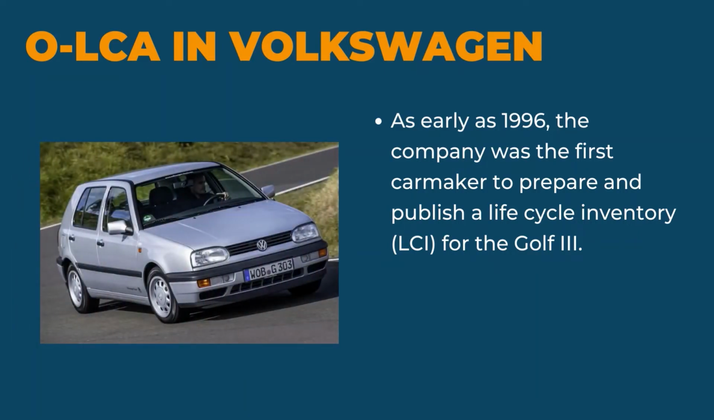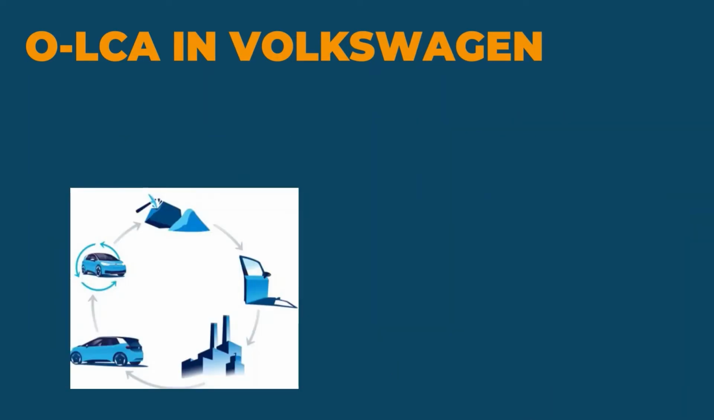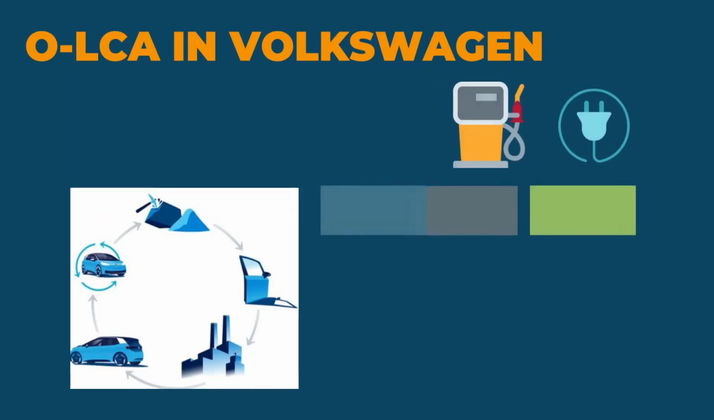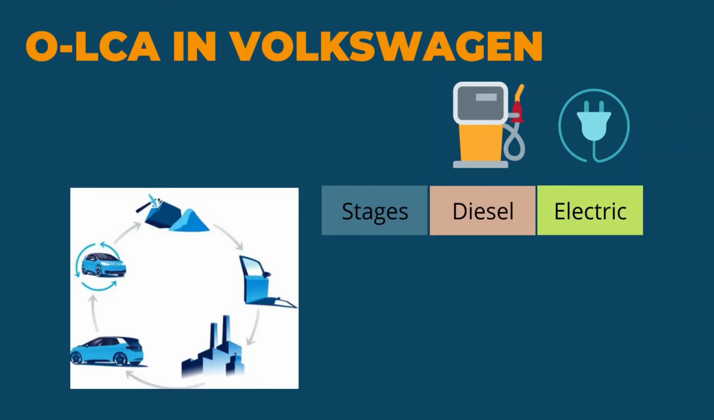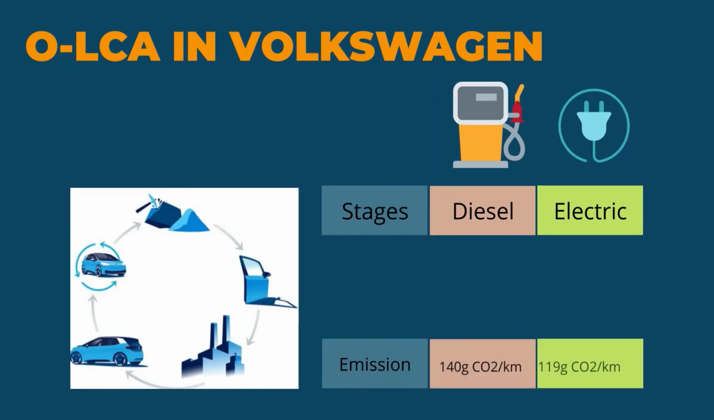Volkswagen defines the serious risks associated with climate change as the central challenge, and therefore its environmental focus is on carbon. In the assessment, the company has compared the emissions between their diesel car and electric car. In comparison, a diesel car emits 140 gram carbon dioxide per kilometer on average over its entire life cycle, while the electric car only reaches 119 gram carbon dioxide per kilometer.